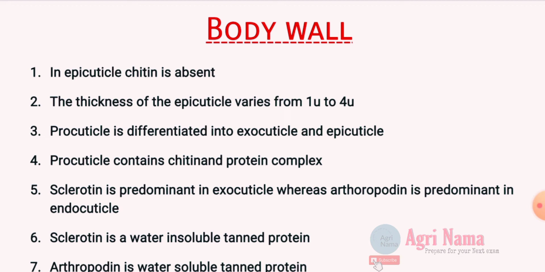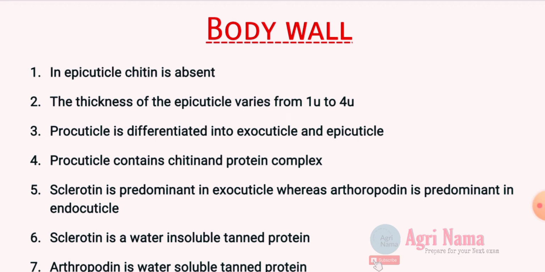In epicuticle, chitin is absent. Chitin is a polysaccharide which is absent in epicuticle. Second question: the thickness of the epicuticle varies from 1 micron to 4 micron. It is simply written that the thickness of the epicuticle is 1 micron to 4 micron.